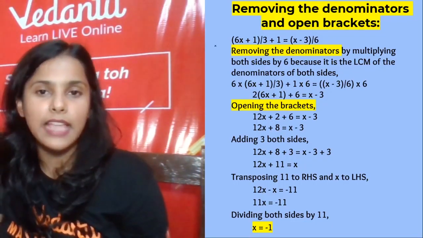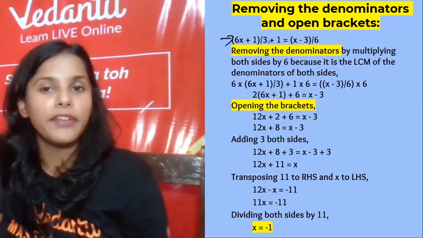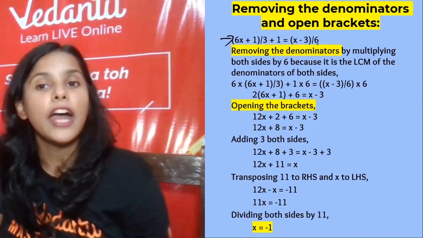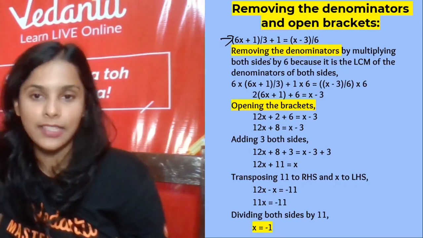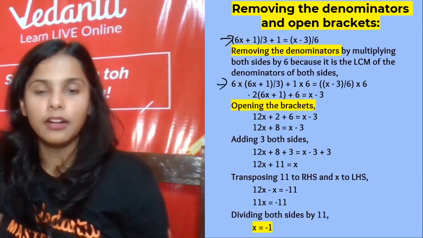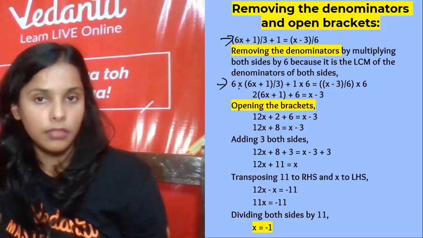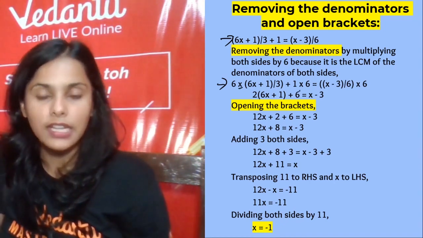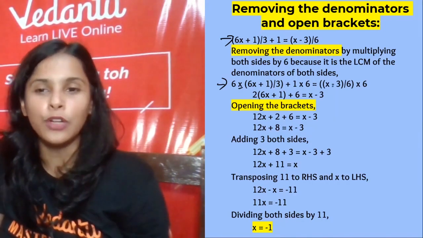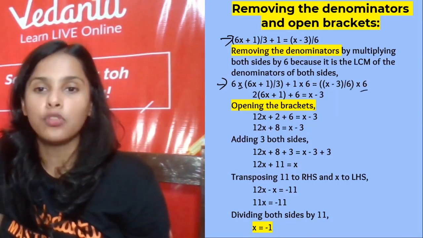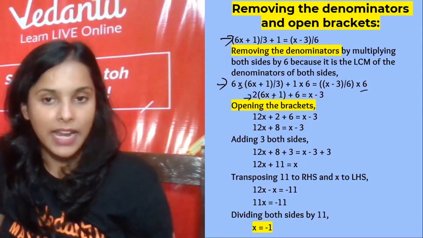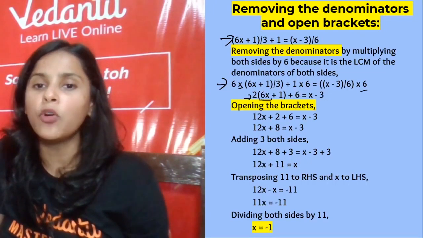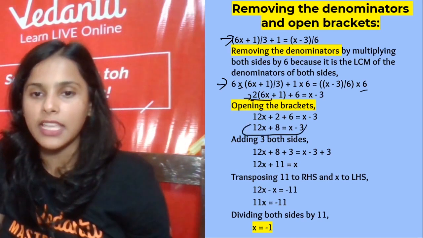So the first example given to you: (6x plus 1) divided by 3 plus 1 is equal to (x minus 3) upon 6. You have to remove the denominators by taking the LCM. So we are just multiplying by 6 in order to remove that. So 6 into (6x plus 1) upon 3 plus 1 into 6 is equal to (x minus 3) upon 6 into 6. So we got 2 bracket (6x plus 1) plus 6 is equal to x minus 3. Now simply opening the brackets, you got this equation.